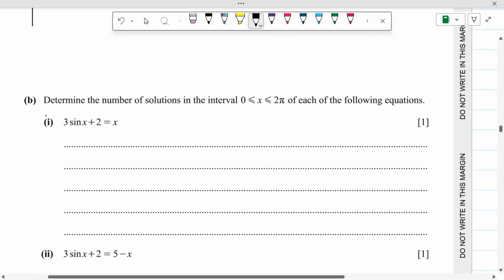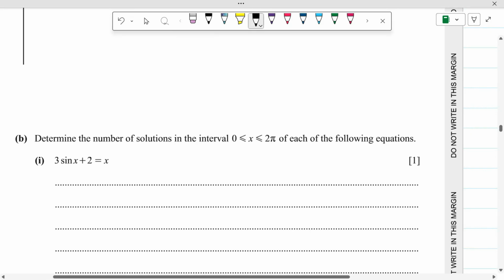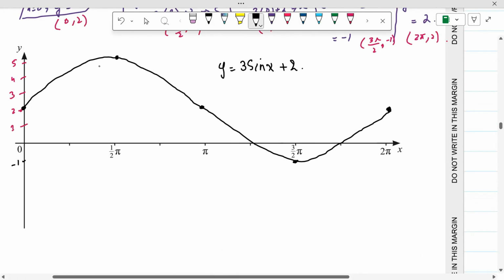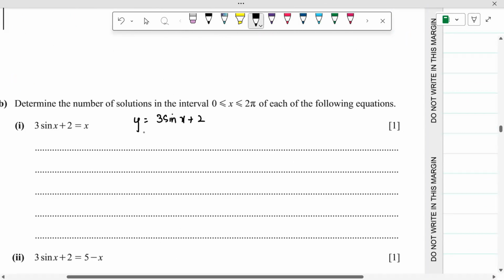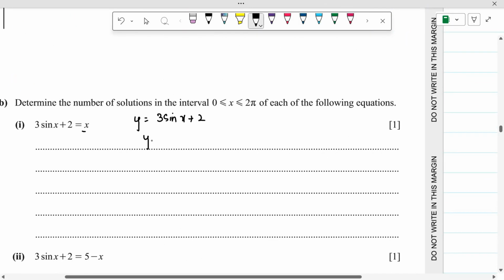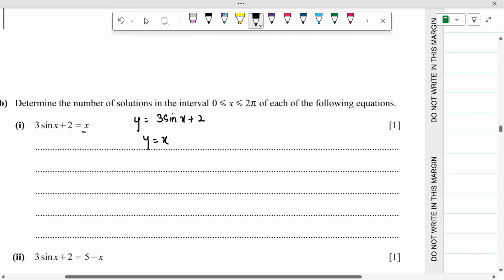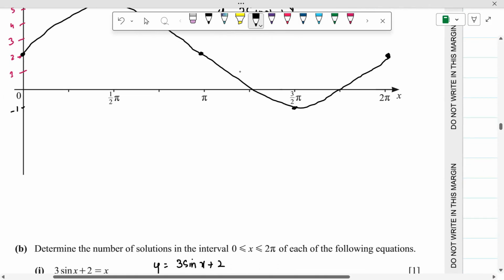So this is the plot of the given expression, which is y equal to 3 sine of x plus 2. Okay. Determine the number of solutions in the interval 0 to 2 pi of each of the following. We know that when we solve two equations simultaneously, we get the point of intersection. So these are two equations. For example, y is equal to 3 sine of x plus 2, and this equation shows this graph. And we have another equation, which is y is equal to x. This is the equation of a line. If we plot this equation of a line, we will find the point of intersection.